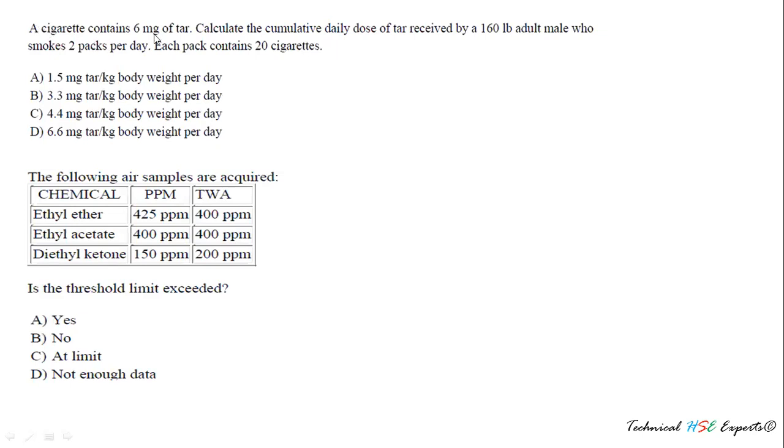See here, a pretty interesting question. A cigarette contains 6 mg of tar. Calculate the cumulative daily dose of tar received by a 160-pound adult male who smokes 2 packs per day, and each pack contains 20 cigarettes. So altogether he is smoking 40 cigarettes per day. Each cigarette contains 6 mg. So 40 cigarettes will contain how much mg? 40 multiplied by 6, 240 mg.